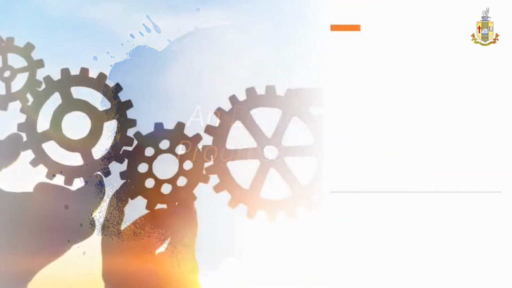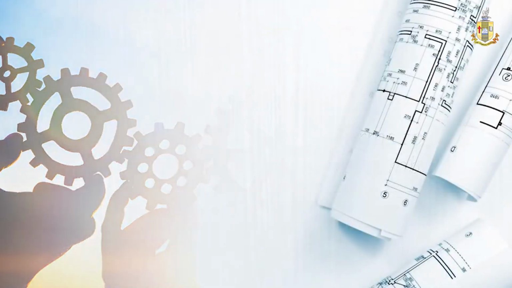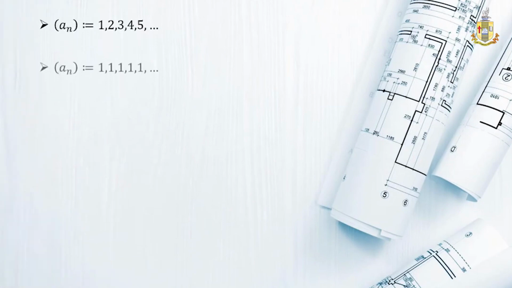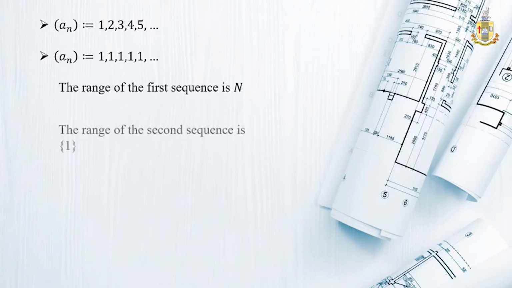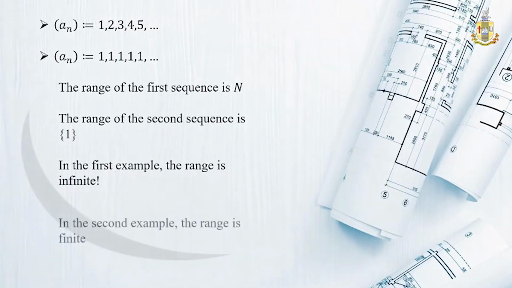There are some technical terms that we should know before we proceed further. The set of all distinct elements of the sequence is called its range. Since a sequence is a function from N to R, its range is the range of the function. The terms of the sequence need not be distinct. The range of the sequence may be finite or infinite.